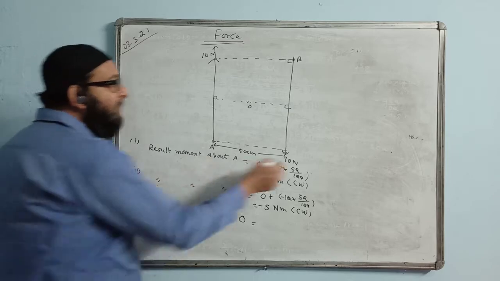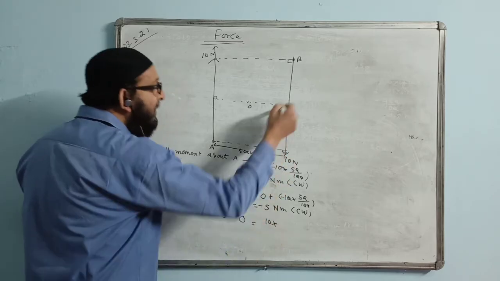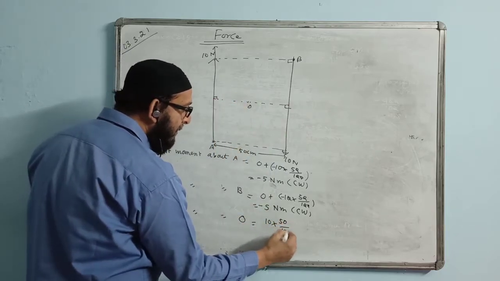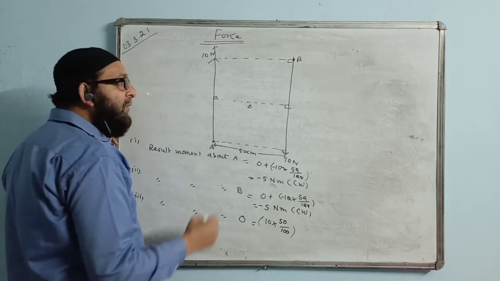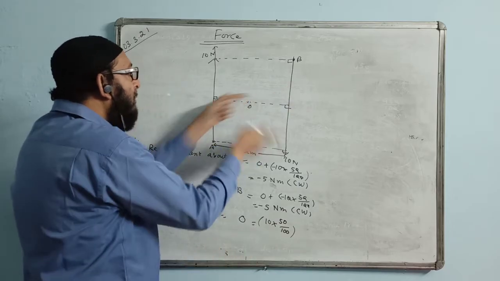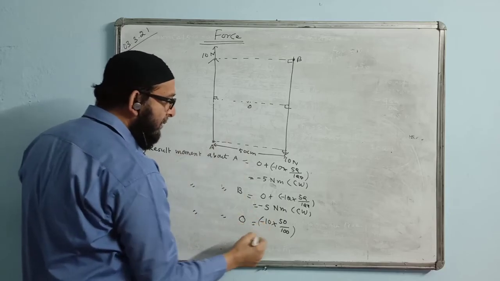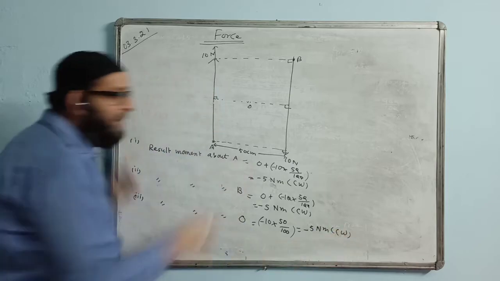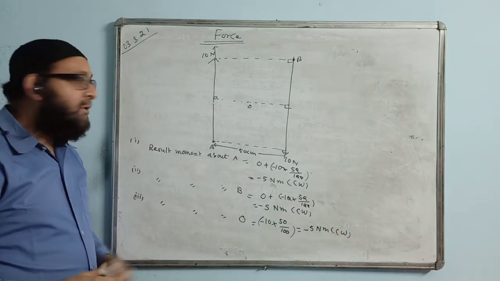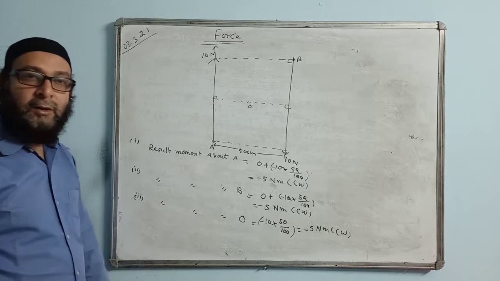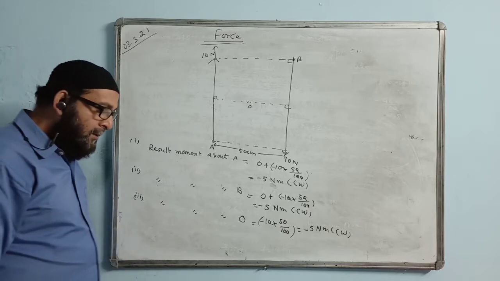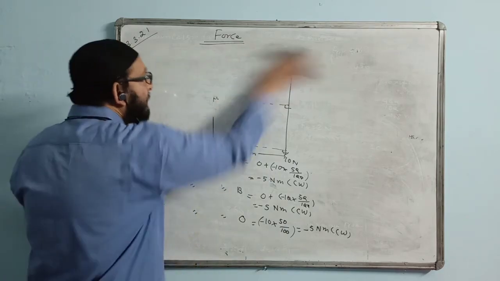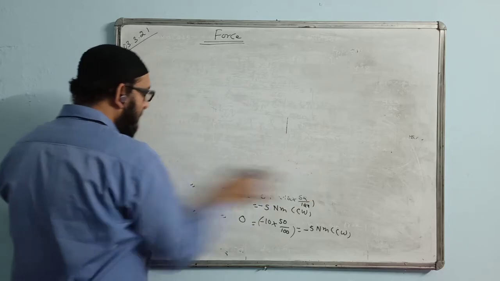We can do directly here. One of the forces we take 10. We can take the total distance from here to here. The total distance is 50 centimeters, that is 50 by 100. What is the sign of it? The sign will be clockwise. This is also turning clockwise only, so minus sign. The answer will come the same, 5 Newton meter clockwise. So in all the cases the answer is the same, but the logic I explained to you already. Understood? Yes. Okay.